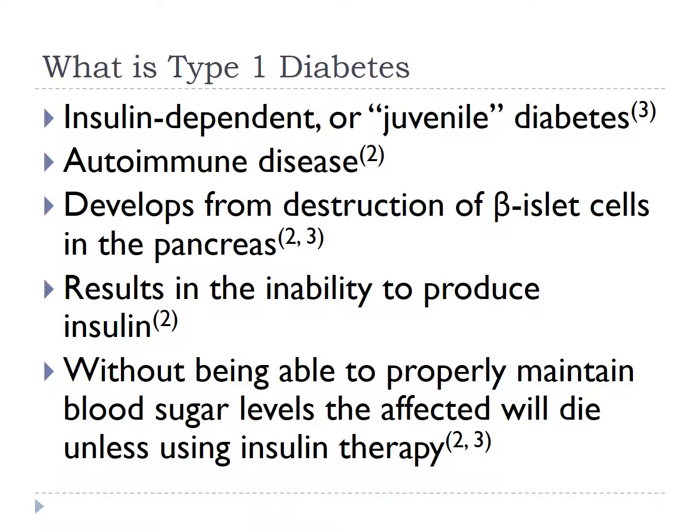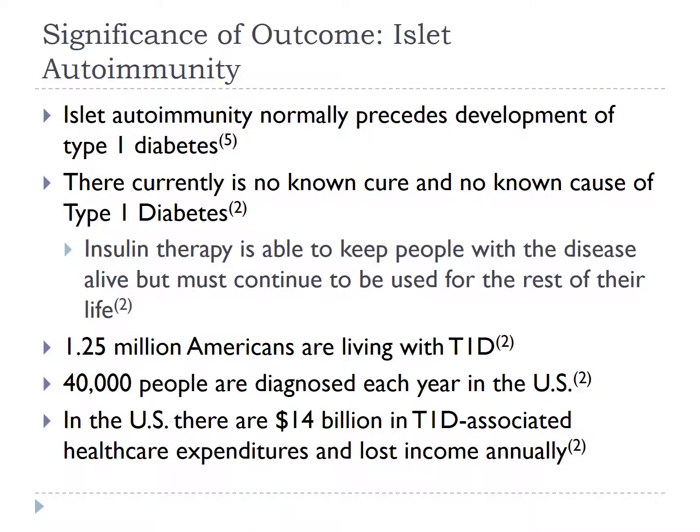Destruction of these cells results in the inability to produce insulin, a hormone that regulates blood sugar levels in the body. Without manually being able to add insulin to the body to keep these levels in a safe range, the patient will eventually die. Islet autoimmunity normally precedes development of type 1 diabetes.